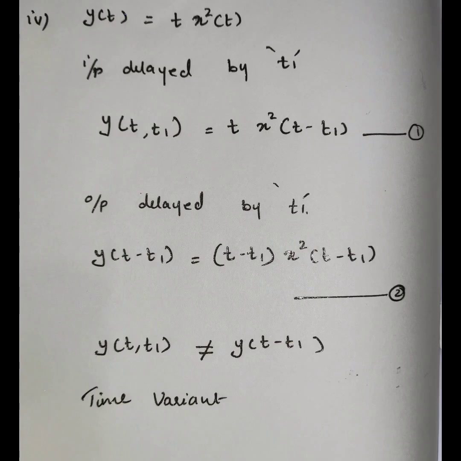Now the last question. Y of t is given as t into x square of t. For delaying the input signal by t1 units, first we'll write y of t comma t1 is equal to t into x square of t minus t1. We'll just put minus t1 in the input function only. So that is the first expression. In the second section where the output is delayed, y of t minus t1 is given as t minus t1 into x square of t minus t1. Every t is substituted with t minus t1. So both the expressions are not the same. Again, the system is time variant.